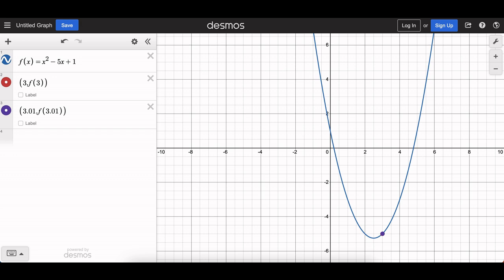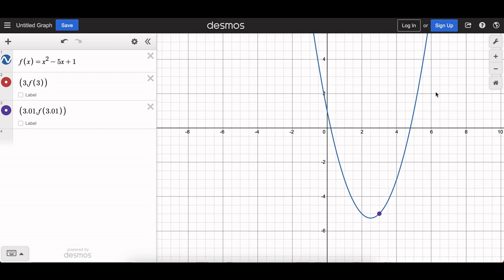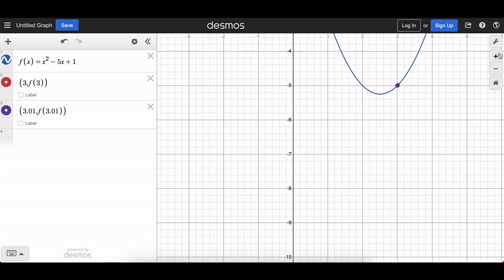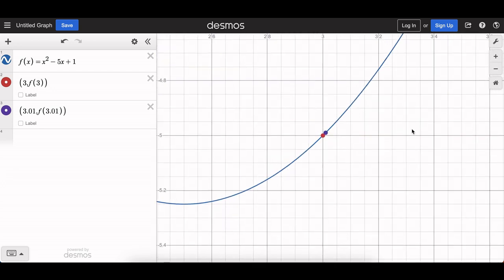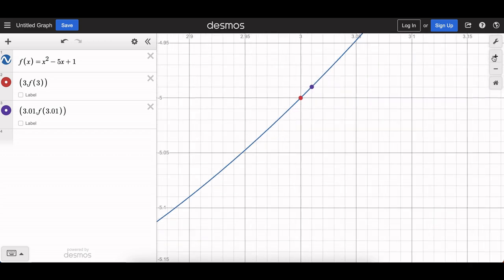All right, so for example 2a, we have the function f of x equals x squared minus 5x plus 1, and we're going to find the average rate of change from 3 to 3.01 on the graph. Now, if we take a look at the graph, it's a bit hard to see the red point because the red and purple points, these x-coordinates, are very close to each other. So we're going to have to zoom in a little bit so we can drag this down and zoom in until we eventually can see 2 separate points. We can see the 2 separate points right now.